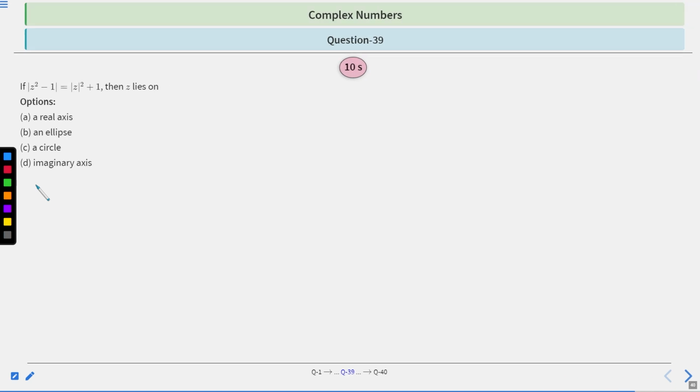Let's move to question number 39. If mod z square minus 1 is equal to mod z square plus 1, then z lies on. So let's discuss the solution after 10 seconds.